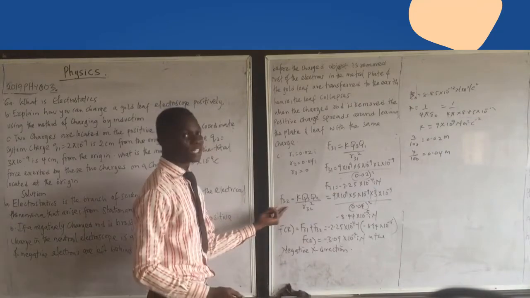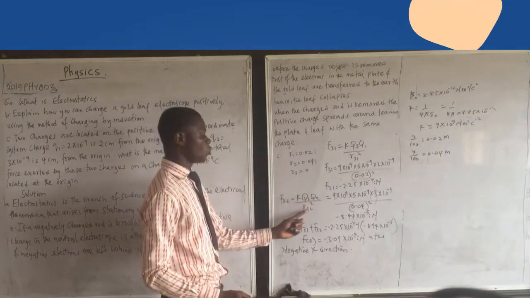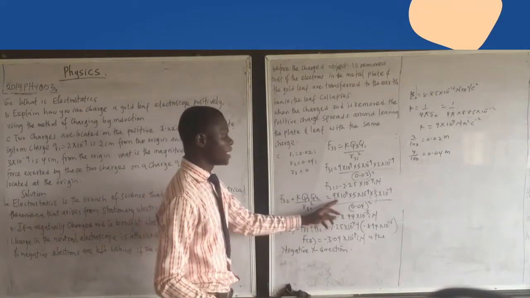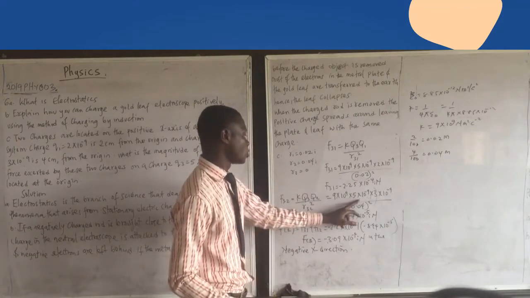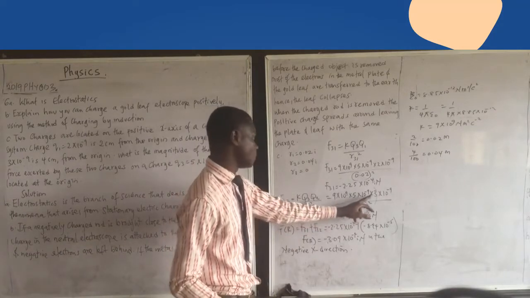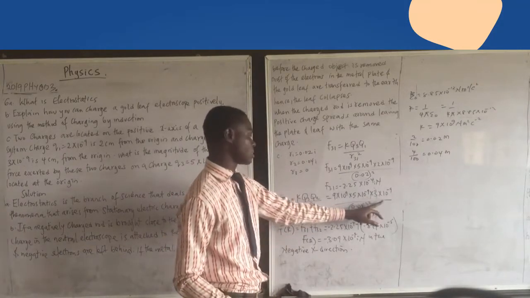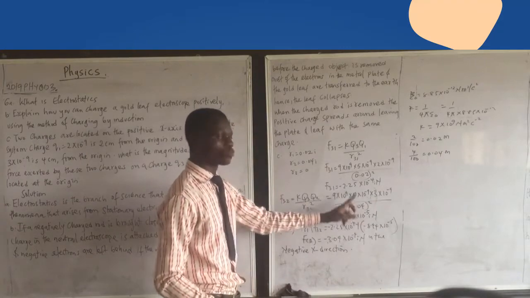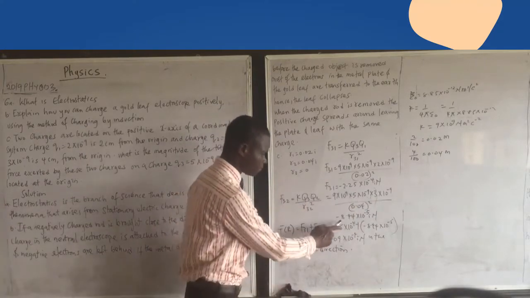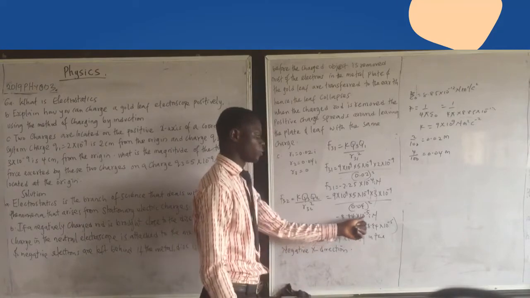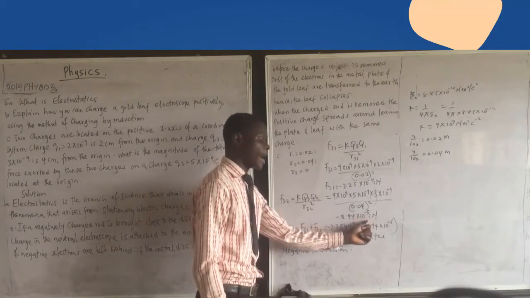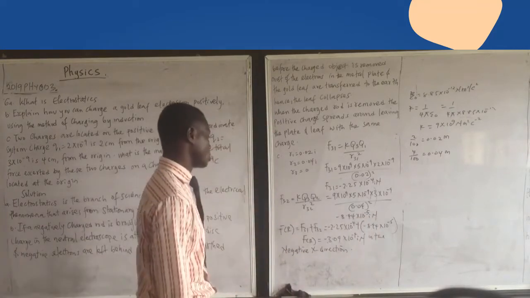Then the next one, F32 equals K Q3 Q2 over R32 square. K is your 9 times 10 to the power 9. Q3 is 5 times 10 to the power minus 9. Q2 is 3 times 10 to the power minus 9 over 0.04 square. If you divide that value, you get minus 8.44 times 10 to the power minus 5 i Newton. That is the vector notation.